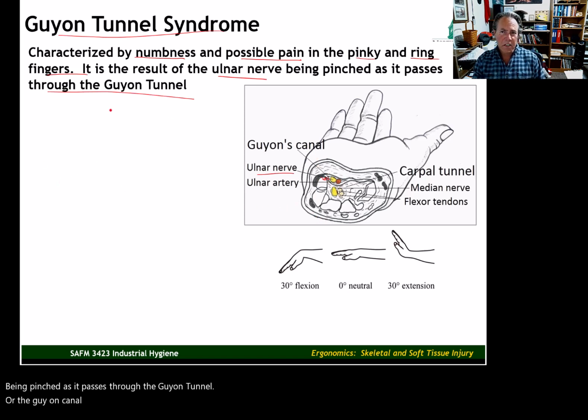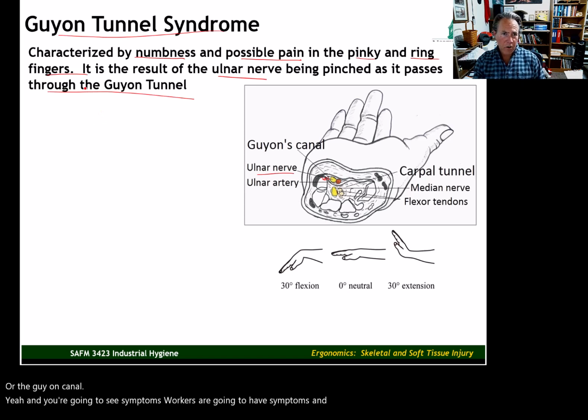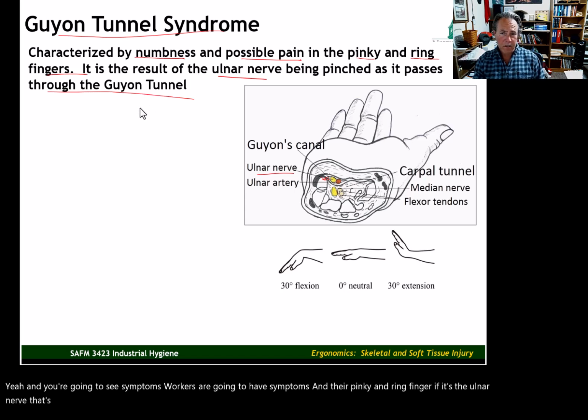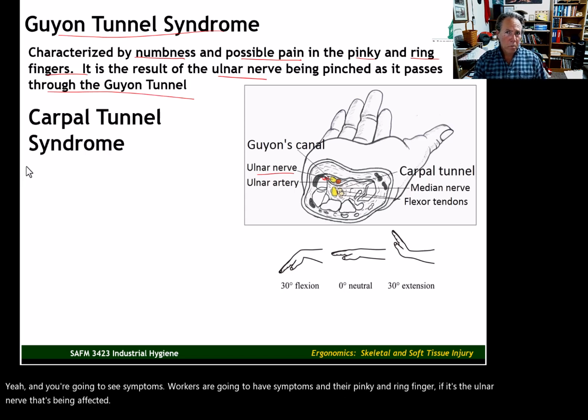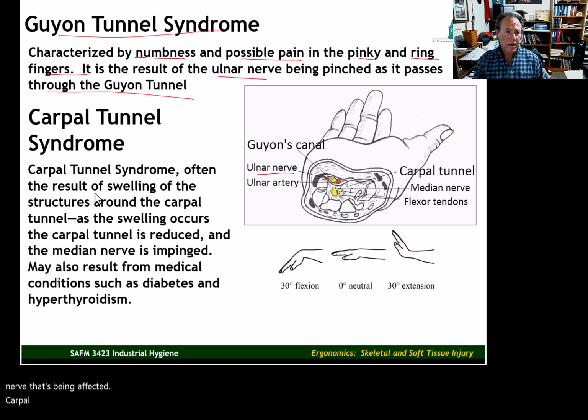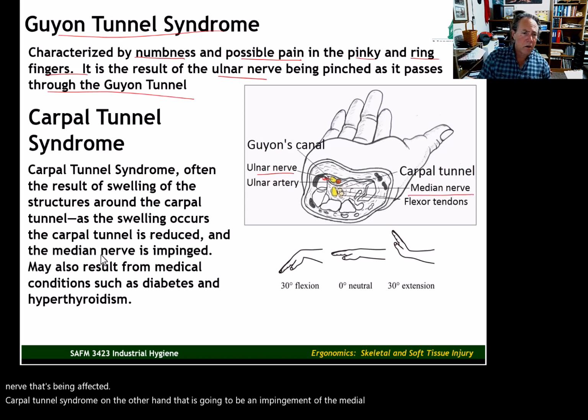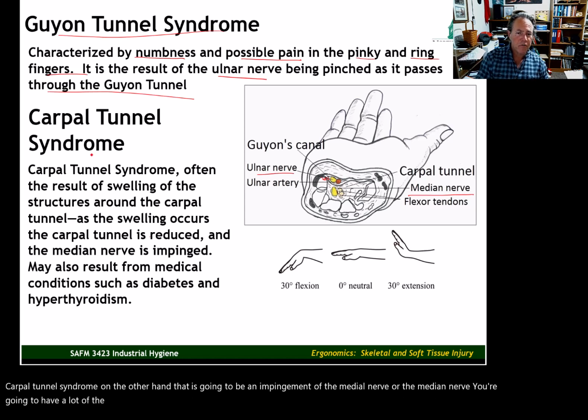And you're going to see symptoms. Workers are going to have symptoms in their pinky and ring finger if it's the ulnar nerve that's being affected. Carpal tunnel syndrome, on the other hand, is going to be an impingement of the median nerve. You're going to have a lot of the same types of symptoms, but different fingers are going to be affected if it's carpal tunnel syndrome.